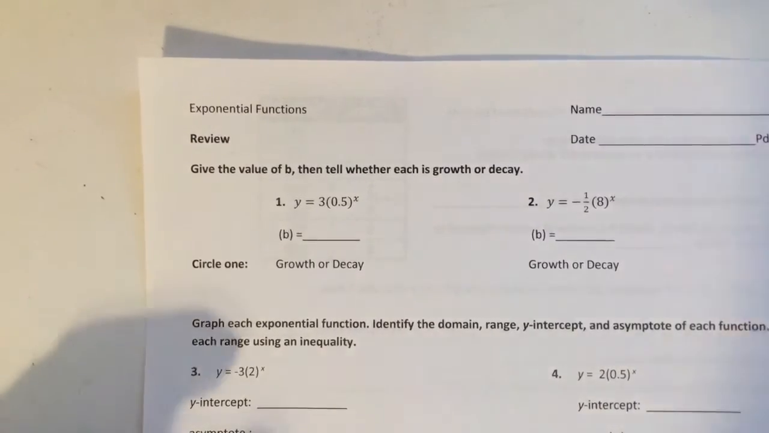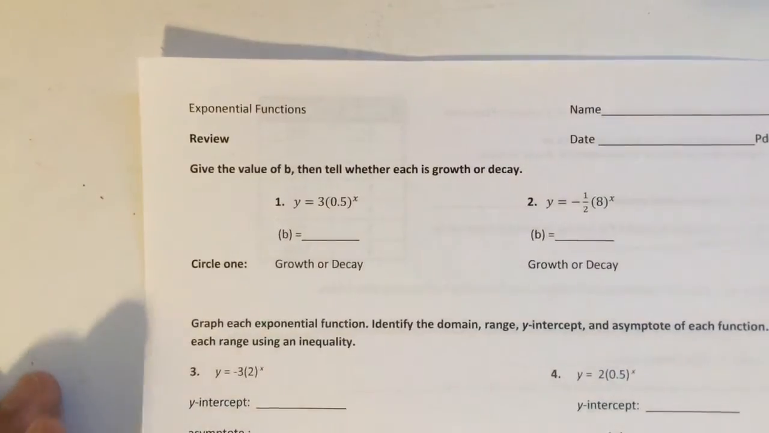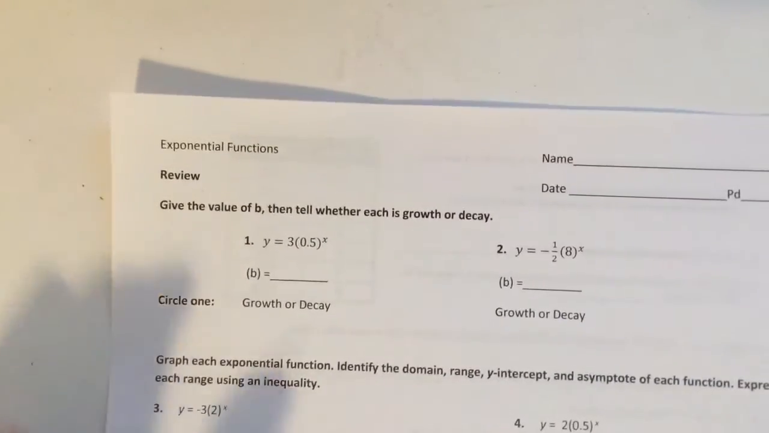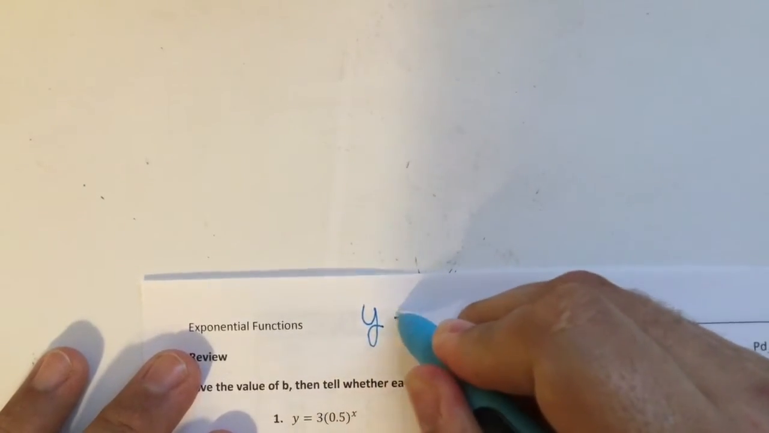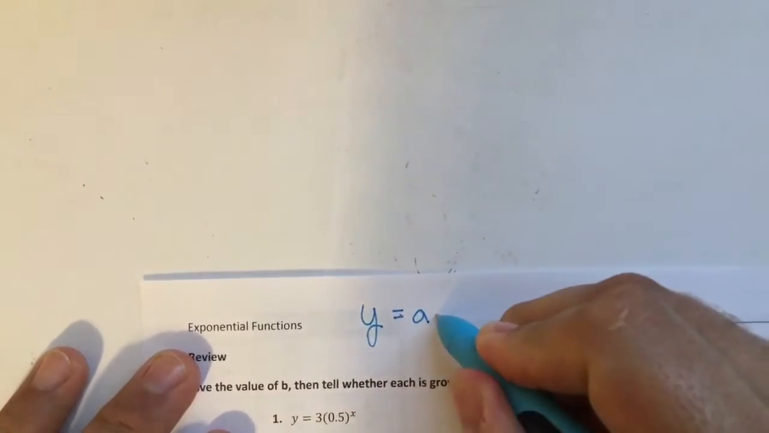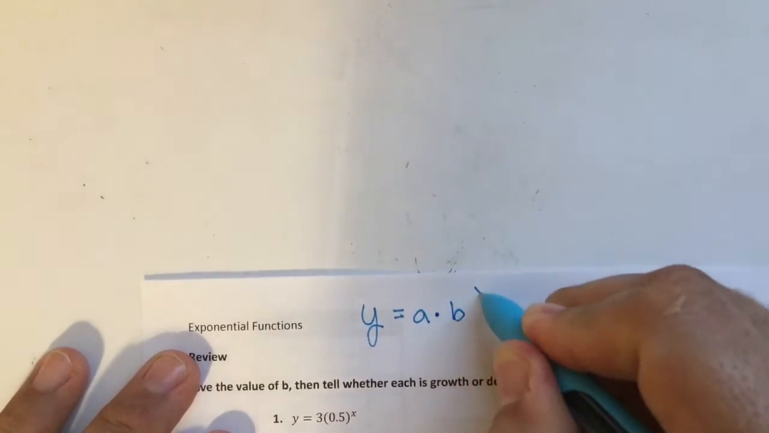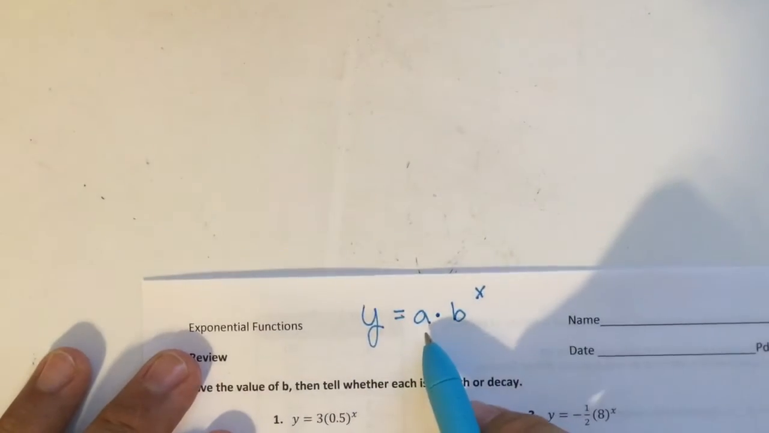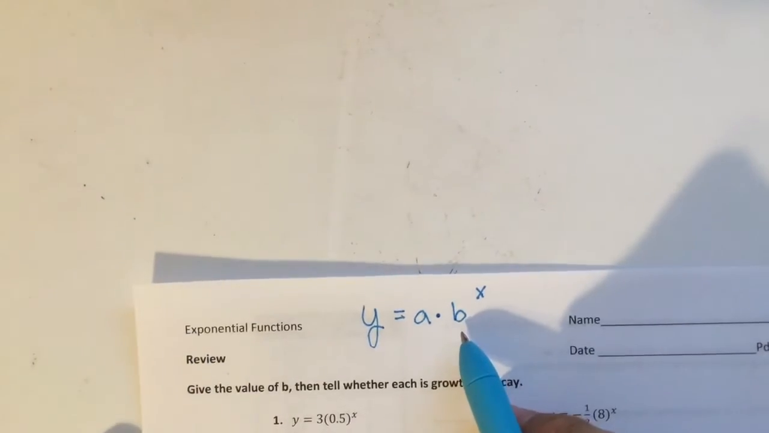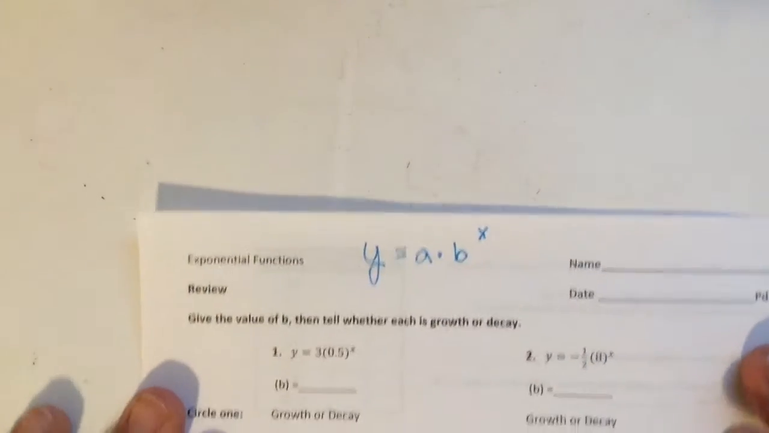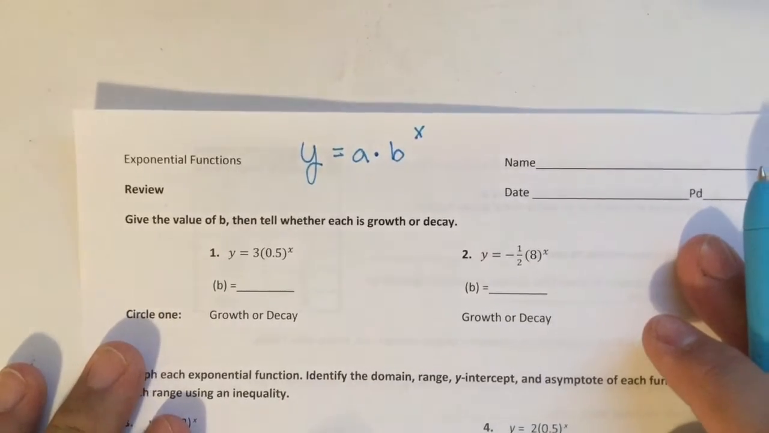Just gonna do a small review of exponential functions, just in case you're still having difficulty. So I want to recall that an exponential equation looks like this: y equals a times b to the x, where a is your initial value and b is your growth rate or decay. So right here, just a quick overview.